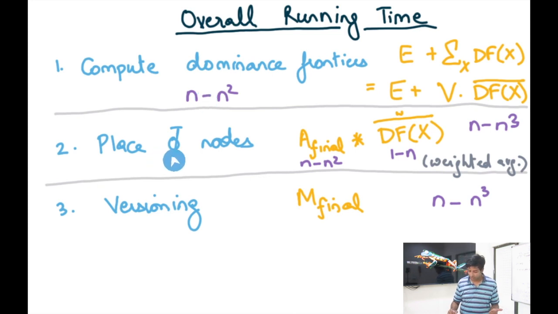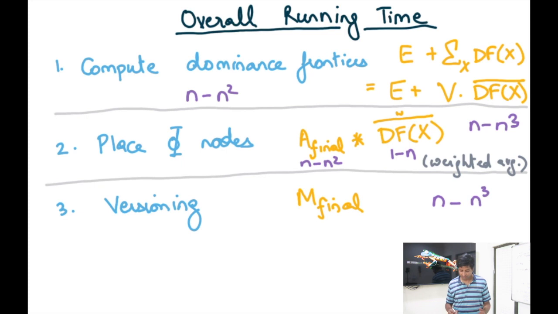The second step of the algorithm was placing the phi nodes, which had a time complexity of the number of assignments in the final program multiplied by the weighted average of the dominance frontiers of all the nodes, where the weighted average depends on the number of assignments in each node. Once again, the number of new assignments that could have been added in the program is between n to n square, and the weighted average size of the dominance frontier is between 1 to n. And so the overall running time of step 2 of this translation to SSA can be from order n to n cube.